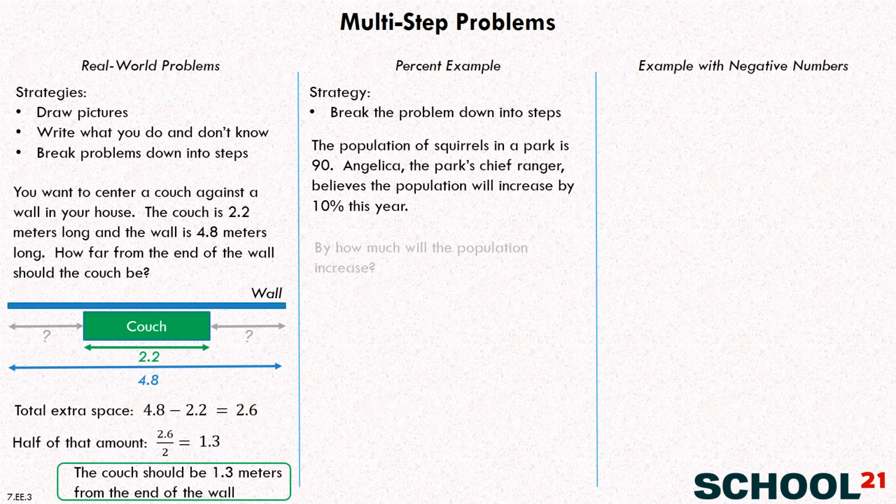Okay, does that make sense so far? Okay, yeah. So by how much will the population increase? What would you do to figure that out? Well, we know what the starting population is. It's 90, right? And then it's believed that it'll grow by 10%.